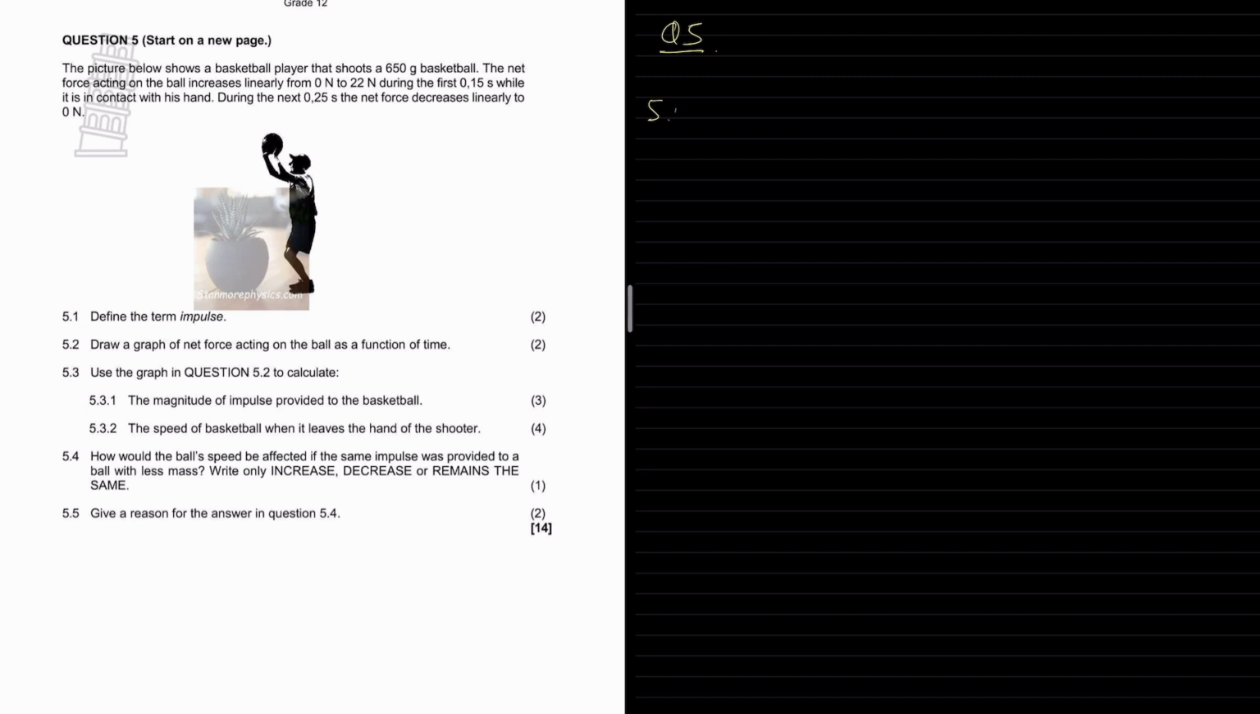5.2. Draw a graph of net force acting on the ball as a function of time. So here I'll have F net. This is 0, that's time. 0.15. And then the next, so we are adding 0.25, so that's 0.4. It increases linearly from 0 to 22. And then back to 0. And so our graph will look like this.